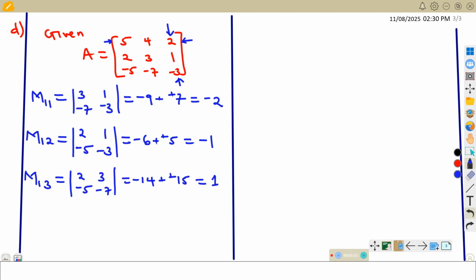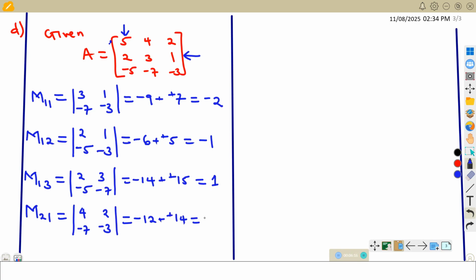So next we shall get the minor of 2, 1. For the minor of 2, 1, you are deleting the second row, first column. So after deleting the second row, first column, we shall remain with 4, -7, 2, and -3. So we shall get the determinant here. This is -12, minus this is -14, and this will give us +2.